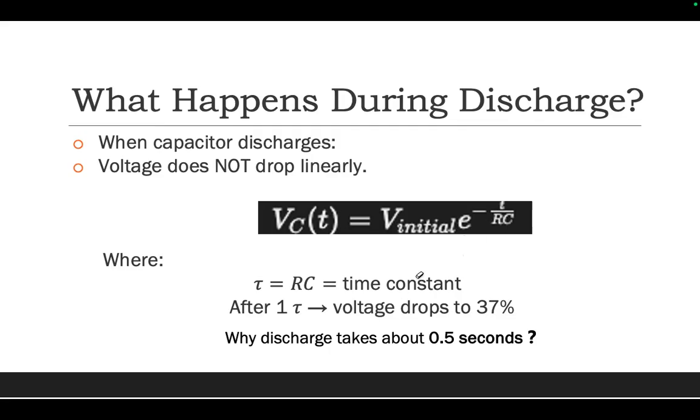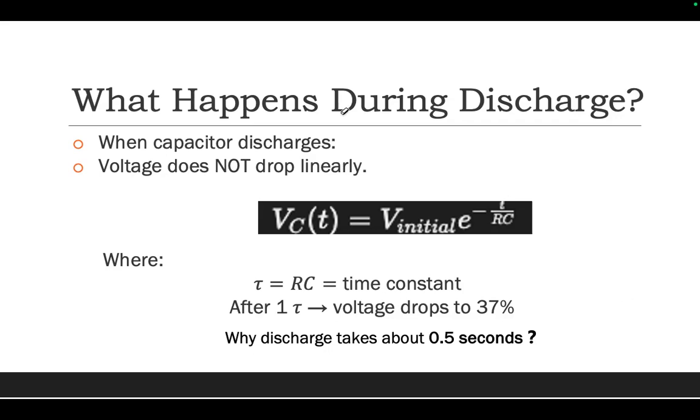So this RC we call the time constant, tau, because after you choose your RC, this value is fixed. And after 1 tau, the voltage will drop to 37%. This comes from many experiments. And actually, in our experiment, the discharge takes about 0.5 seconds. You need to find out why. I will leave this question to you.